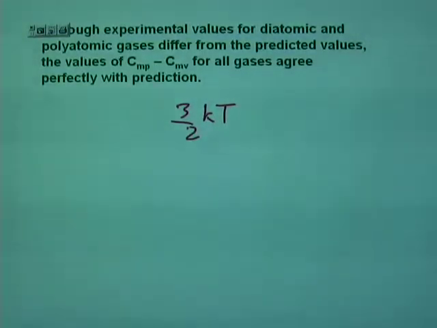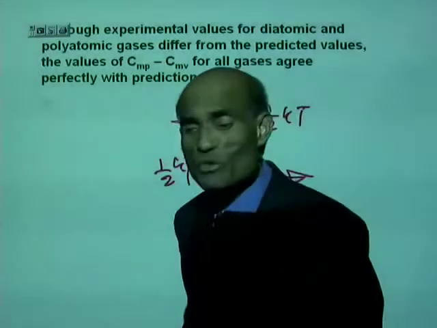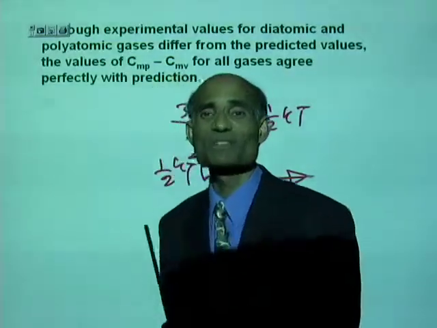Now, we said the energy for X motion is 1/2 kT. The energy for Y motion is 1/2 kT. And the energy for the Z motion is 1/2 kT. I hope you remember the concept of degree of freedom that I introduced.